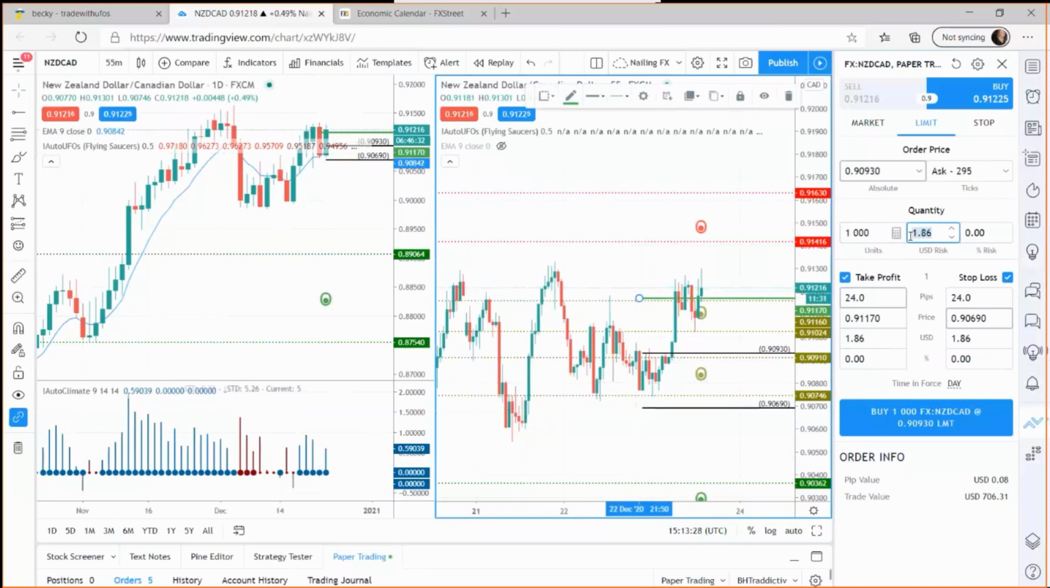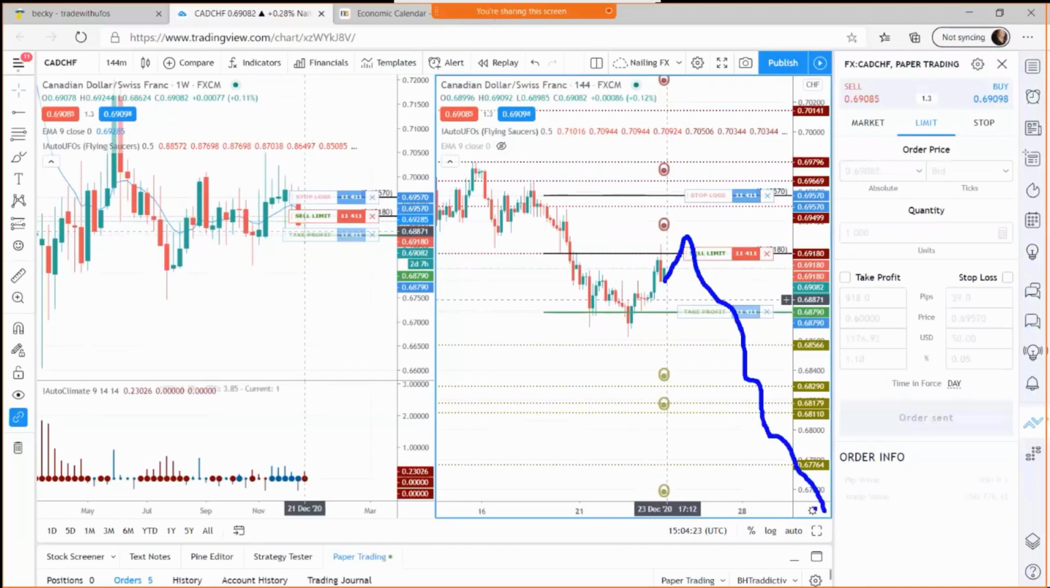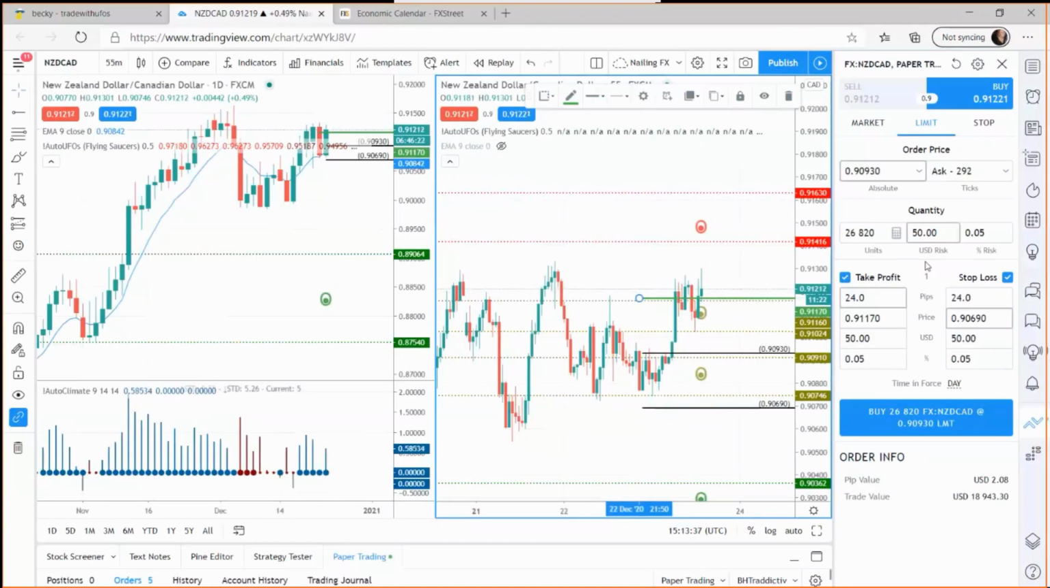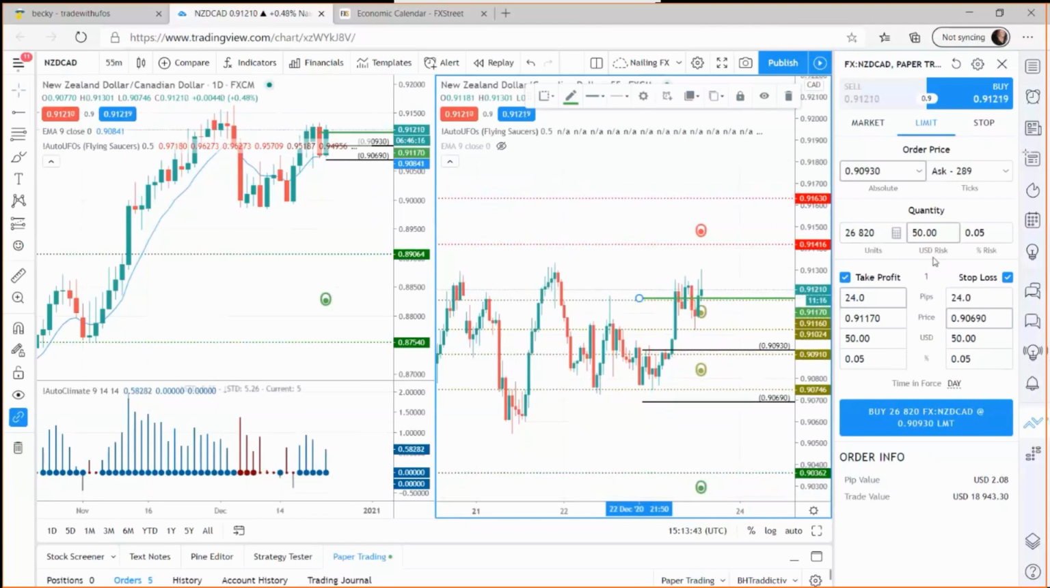Same thing with this one. I'm going to risk $50 per each half of my trade, so a total of $100 risk. Again, it's entirely up to you guys how much you want to risk. That's subjective, but for me, I'm just going to go for 50. I'm just going to click buy. There you go.